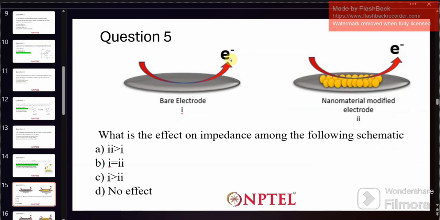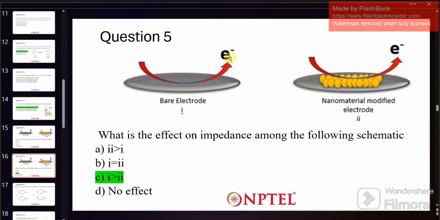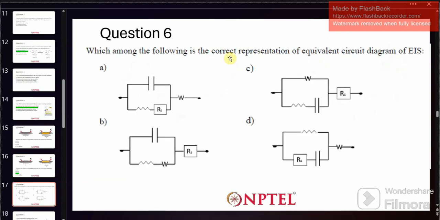So this is the fifth question. Here we need to find out which electrode has higher impedance, whether the first electrode or the second electrode. The first electrode is a bare electrode, and the second electrode is a nanomaterial-modified electrode. The nanomaterial will help electron transfer occur. Since impedance is basically resistance to electron flow, the higher the impedance, the slower the electron flow. We need the electron transfer to be faster. Since nanomaterial makes electron transfer faster, the answer is C. Impedance in the bare electrode will be higher than impedance in the modified electrode.